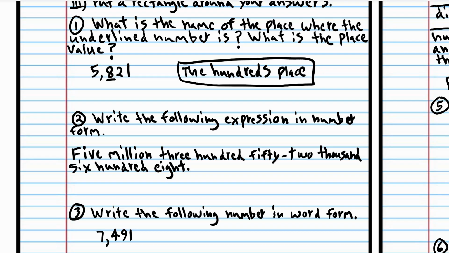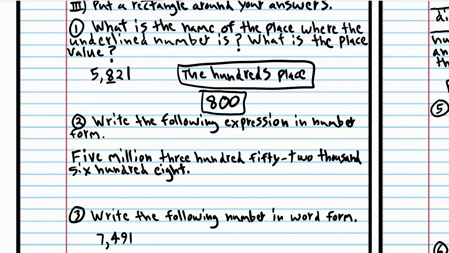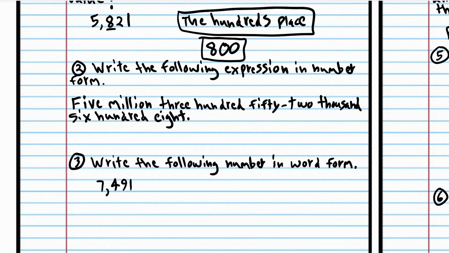What is the place value? Well, 8 is in the hundreds place. So that means it is 800. We can just write the number form of that. So you have to know what it means when they ask you for the name of the place. The name of the place is the hundreds place, and the place value is 800 because it's an 8 in the hundreds place. Number 2, write the following expression in number form.